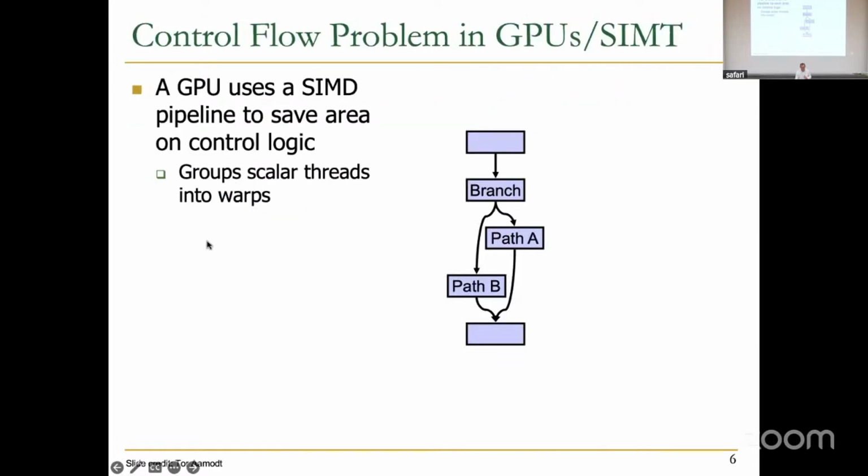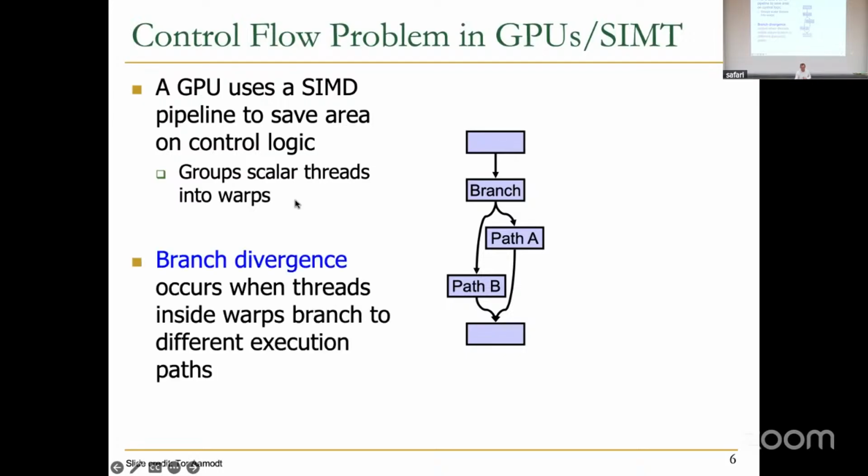Essentially, we use scalar threads and group them into warps, right? Actually, we're going to see a simpler example. Basically, what I showed you earlier is branch divergence. When threads inside a warp branch to different execution paths, you have multiple threads in a warp starting at the same program counter, but at some point they execute a branch. They all execute this branch, but some of them go to path A, some of them go to path B.